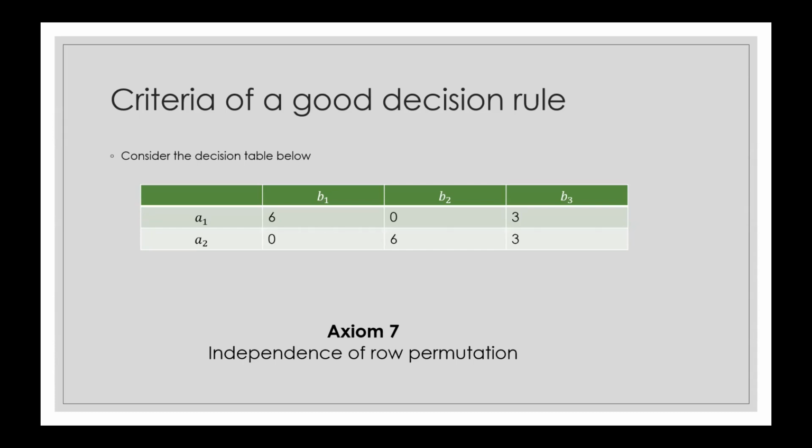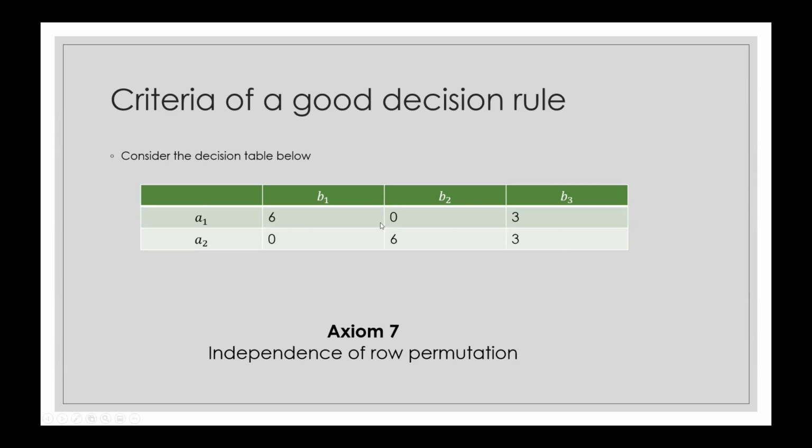So that is axiom 7, what we call the independence of row permutation. It means that if there is an action, and there's another action that is just a permutation of the outcomes, even if we put here, let us say, 3 and then 0 and 6, we shouldn't prefer any, because the outcome is just the same.